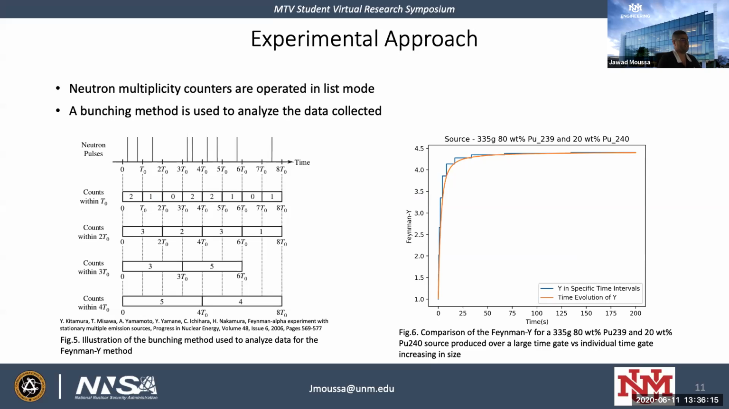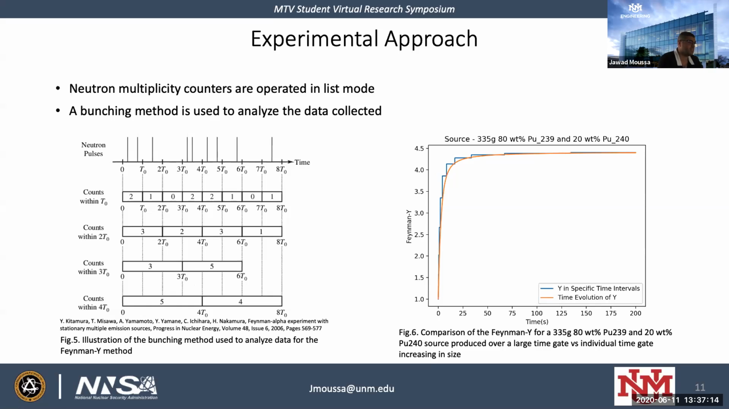Basically, a neutron multiplicity counter detects neutrons emitted from a system. And when it's operated in list mode, you end up with a list of neutron pulses detected at different times. A bunching method is used after that, where that time history is broken up into smaller time gates. And you check how many neutrons were detected in each gate, and that gate gets bigger and bigger, and the same process is followed throughout. Now, once you have a multiplicity distribution of these counts, the variance to mean of all time gates is produced, and that is what you see plotted as the Feynman-Y against gate width.